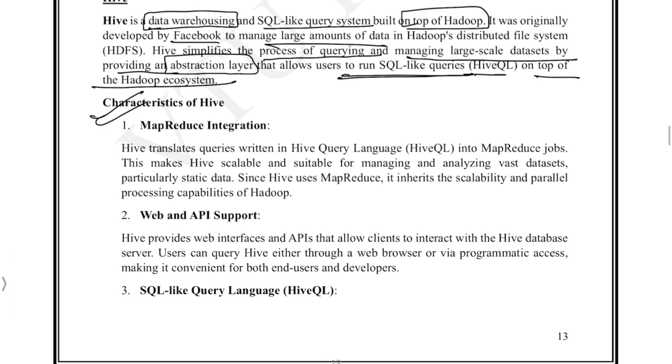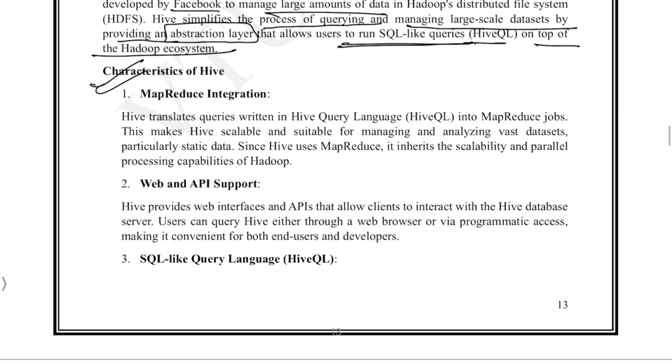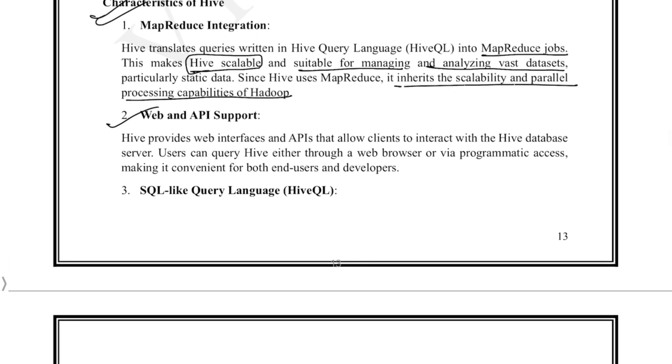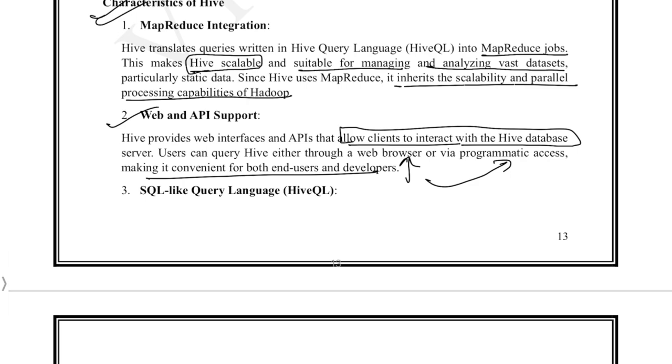Next are the characteristics of Hive. First is MapReduce integration. We are making use of MapReduce techniques, which help to run the SQL queries. This makes Hive highly scalable and suitable for managing and analyzing vast data sets. Also, it inherits the scalability and parallel processing of Hadoop. Next is web and API support. This mainly allows clients to interact with the Hive database, either through a web browser or programmatic access, making it convenient for developers.